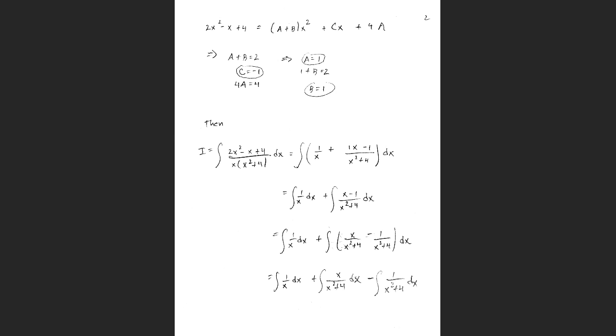So, okay. Since 4a equals 4, A is going to be 1. But if A is 1, the fact that A plus B equals 2 means that B has to equal 1, and C has to equal -1. And so now we're able to rewrite our integral in this much easier form. And the integral of a sum is the sum of the integrals.